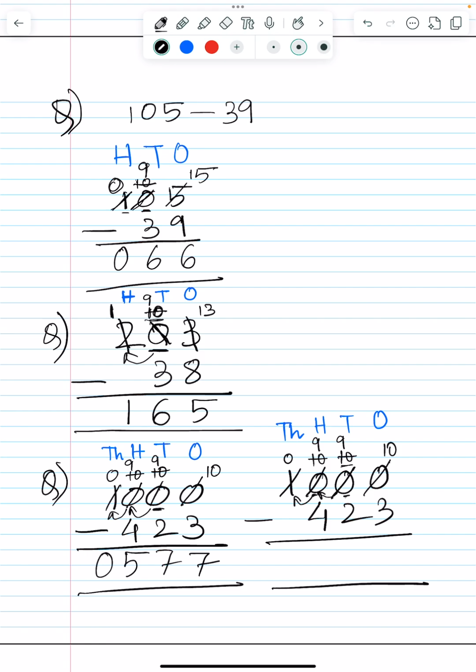Now we can do 10 minus 3 is equal to 7. We can do 9 minus 2 is equal to 7. We can do 9 minus 4 is equal to 5. And we can do 0 minus 0 is equal to 0.